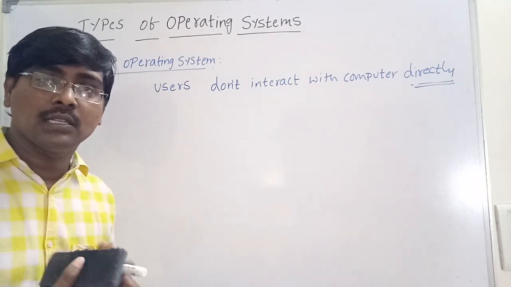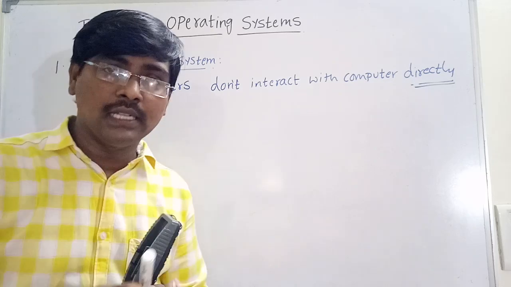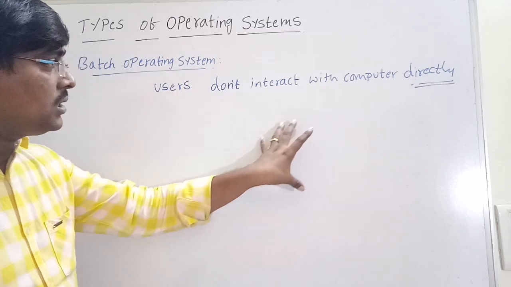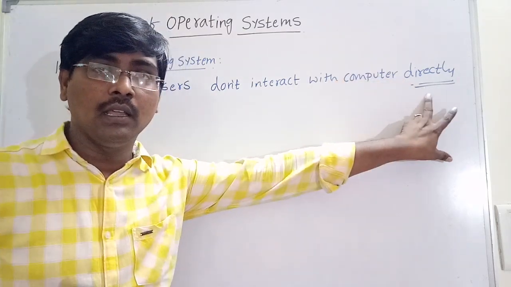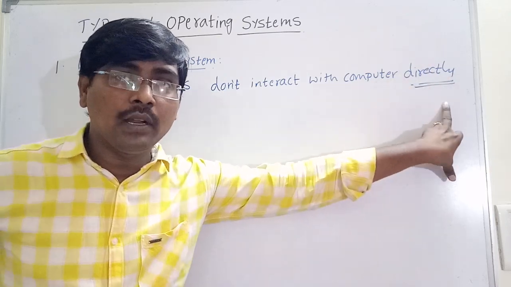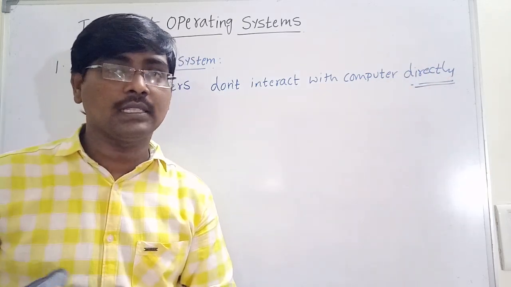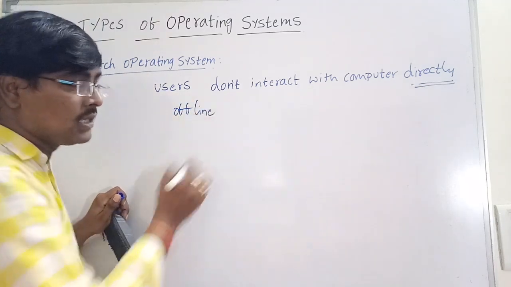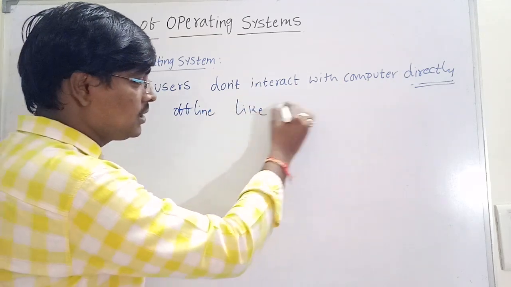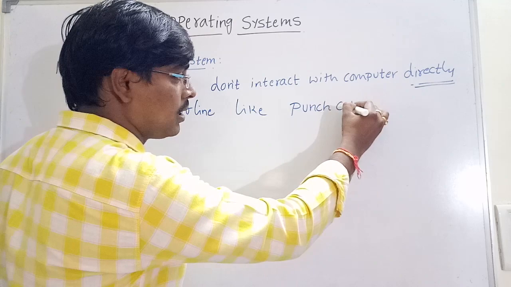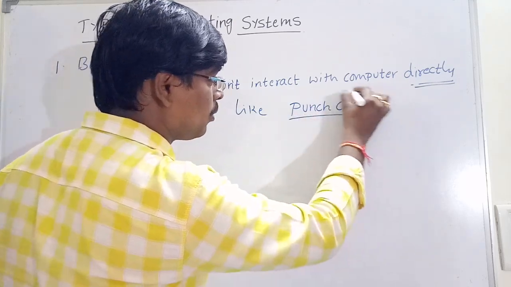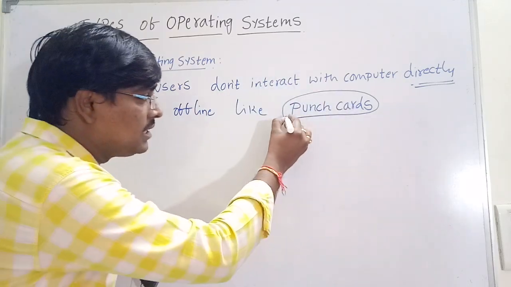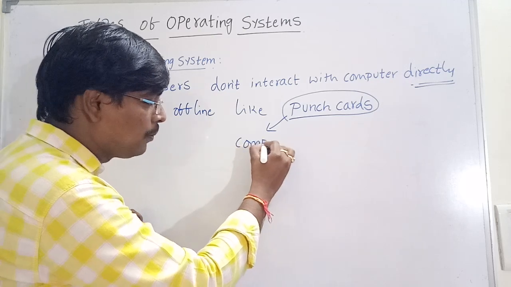Then how do they perform a task? The user prepares his job by using some offline devices. Remember, in batch operating systems, users do not interact with the computer directly. So how do they perform their task? They prepare their jobs using offline devices, for example punch cards. The users prepare their programs on punch cards, and these punch cards are submitted to the computer operator.